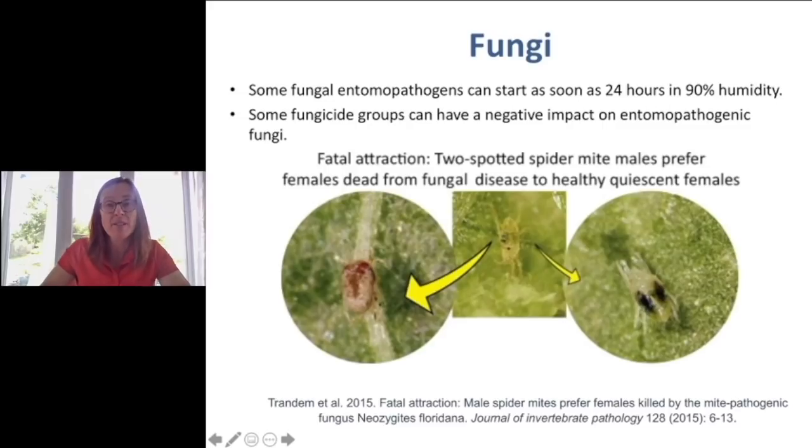I thought this was an interesting study to bring up: for one of the main fungi that infect spider mites, they're noticing that the male mites prefer dead females that died from the fungus over healthy ones. That is a way for the fungus to proliferate, by having the males come to the female that's already infected.